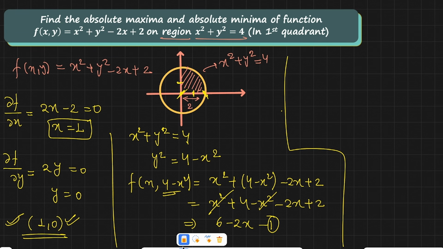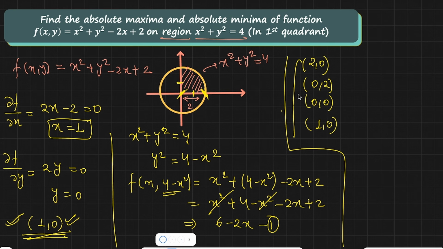So what to do? You take the boundary point. This is your 2 comma 0. Okay, 2 comma corner point, basically you can say 2 comma 0, 0 comma 2 and 0 comma 0, and this is your interior point, that is 1 comma 0. This is sufficient to check.